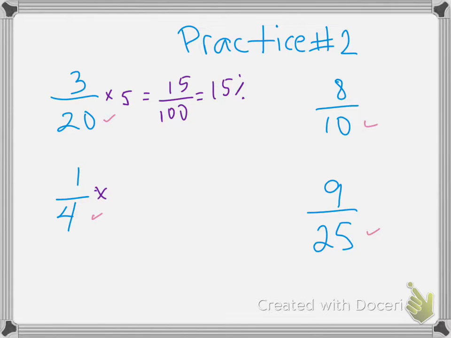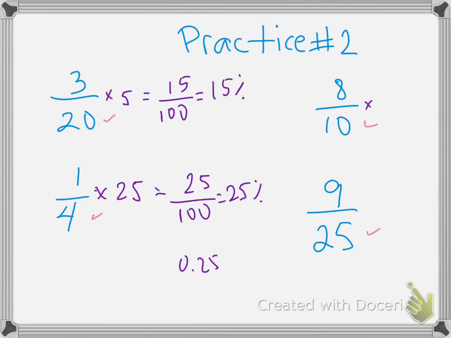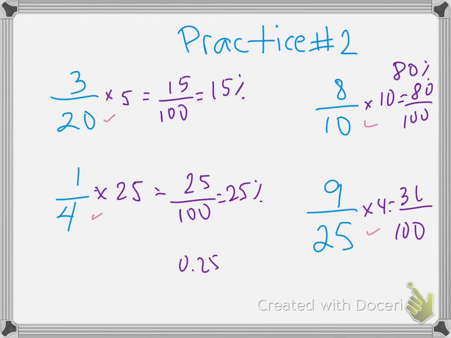For the next one, I am going to multiply both of them by 25. 25 times 1 is 25. 25 times 4 is going to be 100. So this is equal to 25%. There you go, 25/100, which is 25%, right? For the next, I am going to multiply both of them by 10. That is going to be 80/100, which is 80%. And 9 times 4, that's going to be 36, and 25 times 4 is 100. 36/100, which is the same as 36%.